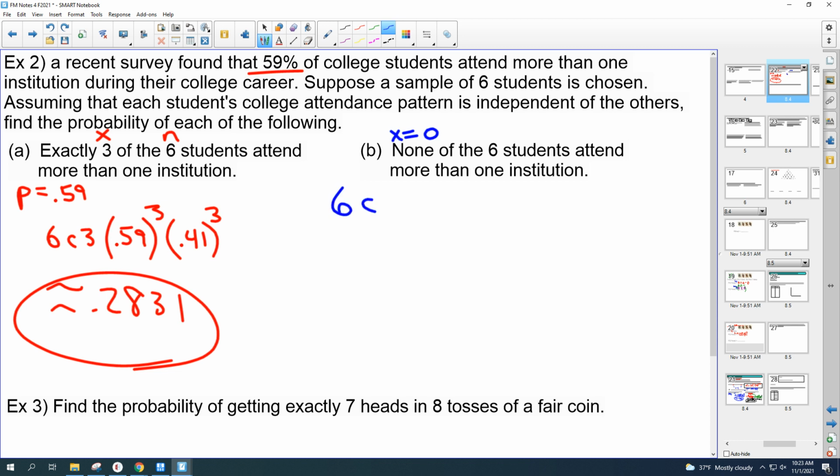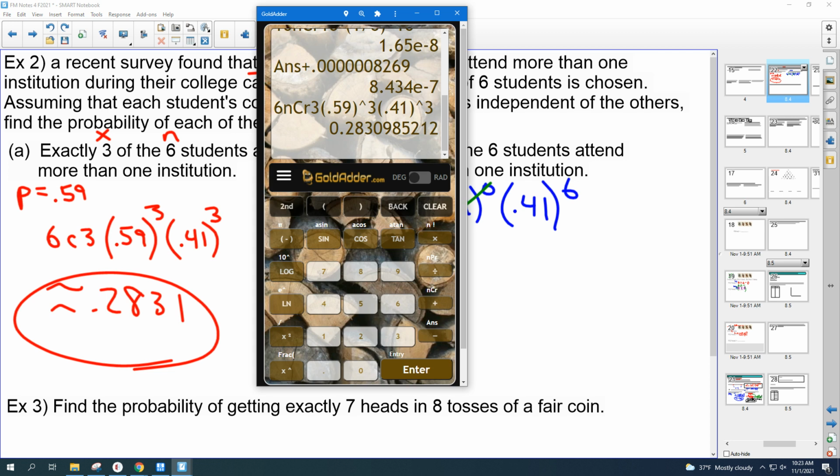So we're doing 6 choose 0, times 0.59 to the 0, 0.41 to the 6. Now again, if you know how some of this stuff works, 6 choose 0 is going to be 1, and 0.59 to the 0 is going to be 1. So you may not even need to type that in. You can just type in 0.41 to the 6th power. Should get you where you need to go, 0.0048.